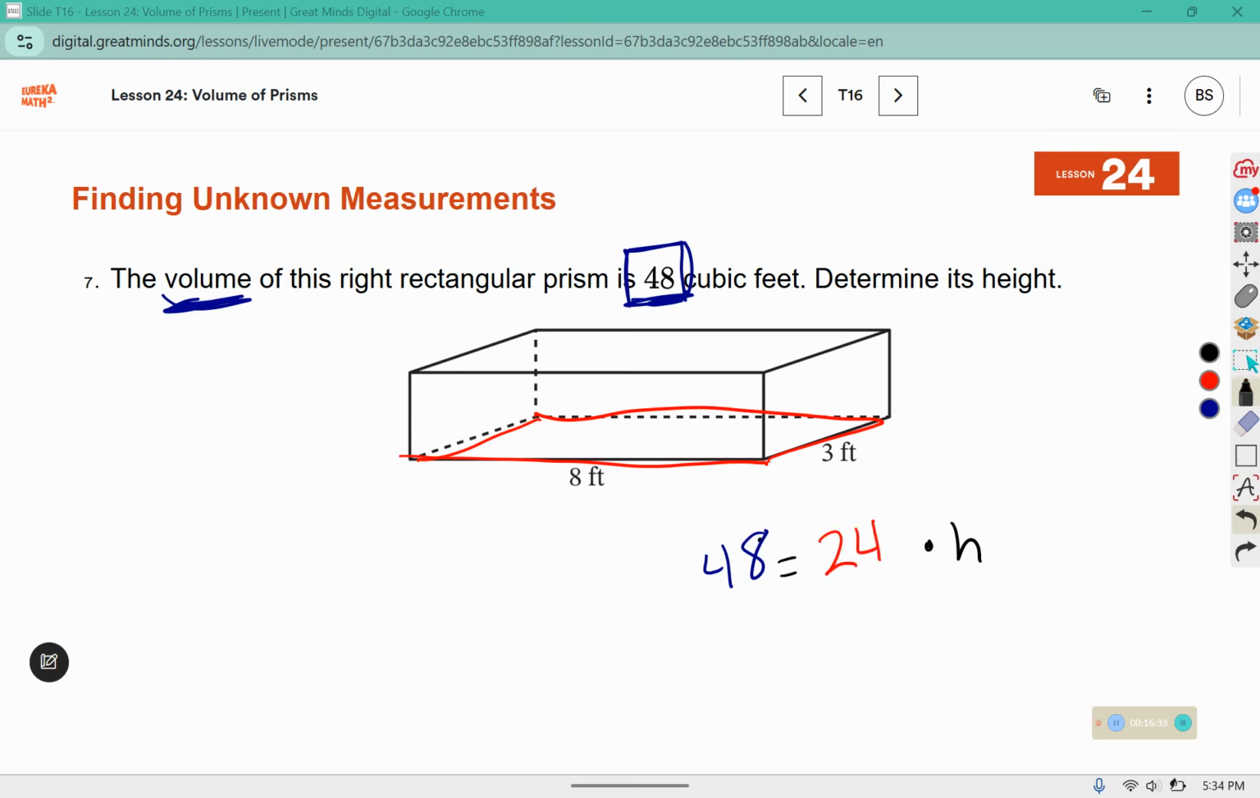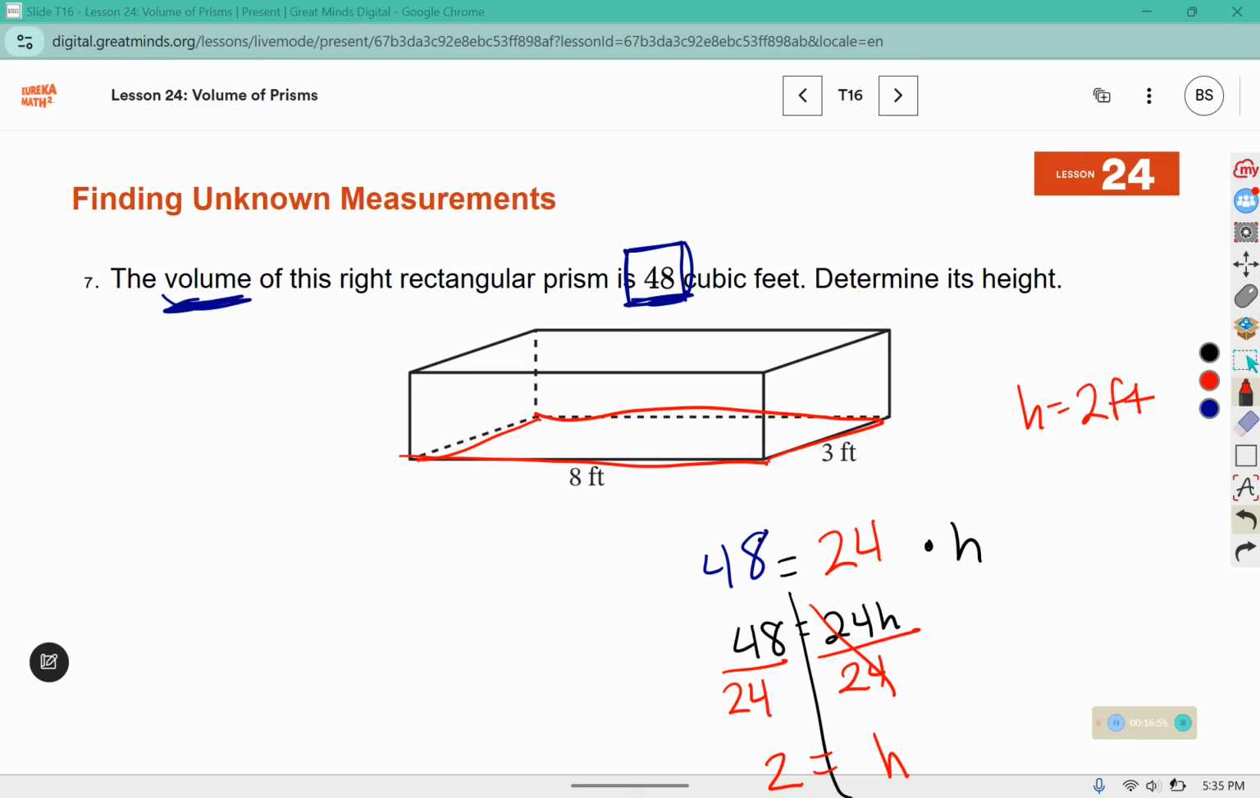So this turns into the equation 48 equals 24h. To solve it for h, we would need to divide both sides by 24. That leaves us with h, and 48 divided by 24 is 2. So the height is 2 feet.